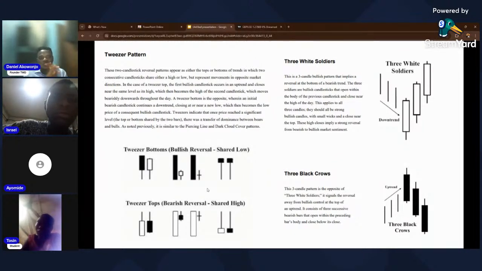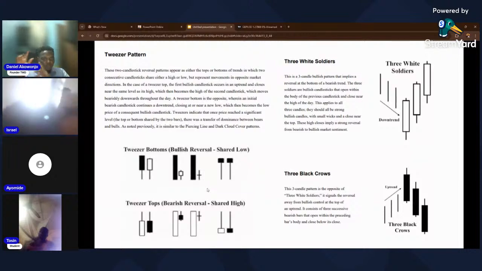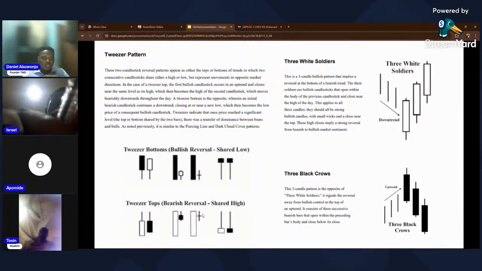What do you do when you see these things? These two candlestick reversal patterns appear at either the tops or bottoms, which means either a resistance zone or a support zone of a trend, in which these two consecutive candlesticks share either a high or low, which I've said will represent movement in opposite market direction. In the case of a tweezer top, let's talk about the tweezer top, which is this one.